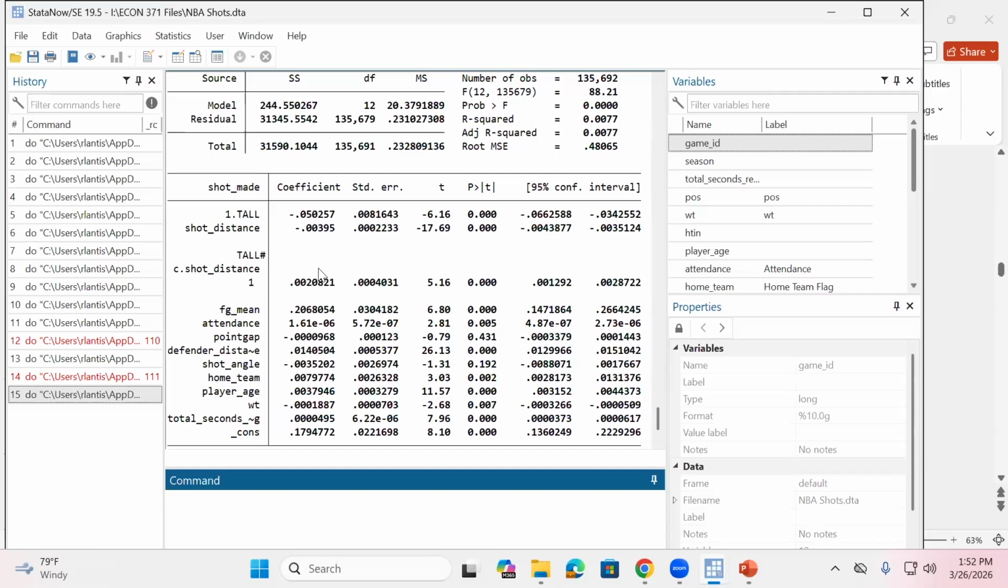Yep. So field goal attempts might be a control. Let's think about this. What are you saying? You were saying they're taking more shots when the defender is further away. So what might I want to include? An interaction term between shot distance and defender distance. We haven't gotten to continuous interactions yet, but it's the same thing.